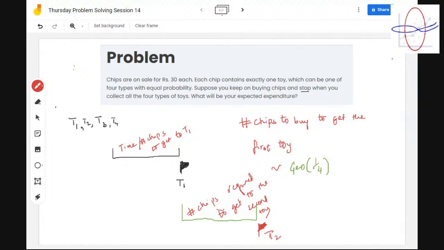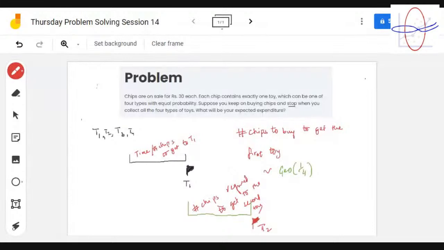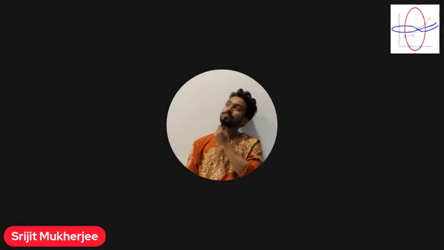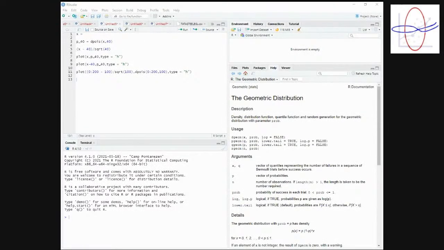And understand whether Sneha is right that we need 16 chips. So with 1 by 4, the first geometric will get the first toy, the second geometric the second toy, the third geometric the third toy, and the fourth geometric the fourth toy. But when you get the first toy, guys, automatically you can get the other toys earlier, right? That's my question to you. Let's see what R has to say. What does a real life simulation say? Okay, let's do it, guys.